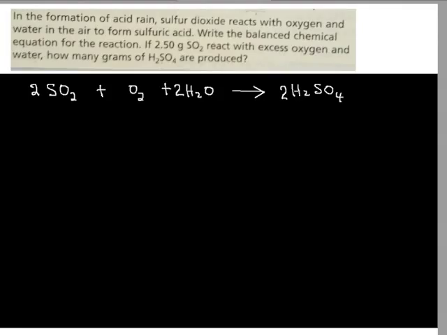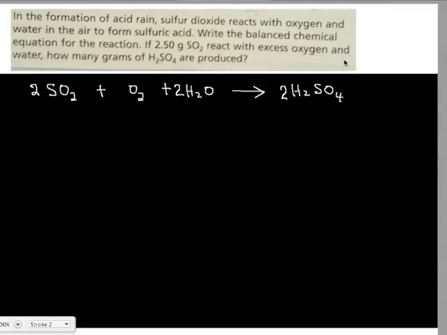Okay, I've gotten this problem started. I'd like you to pause the video and try this on your own. The question is, in the formation of acid rain, sulfur dioxide reacts with oxygen and water to form sulfuric acid. So sulfur dioxide plus oxygen plus water gives you sulfuric acid, and this is the balanced chemical equation. So pause the video and try this on your own.